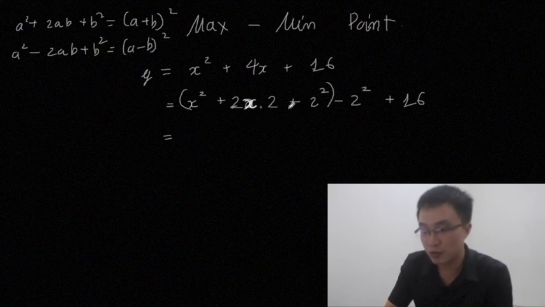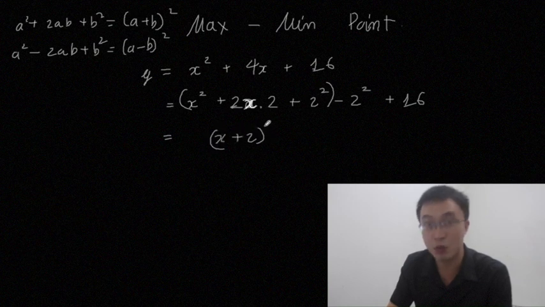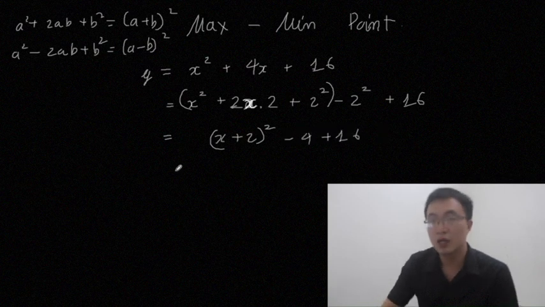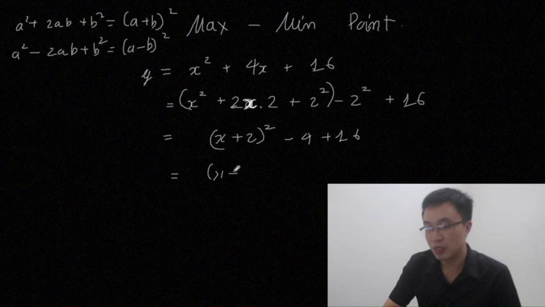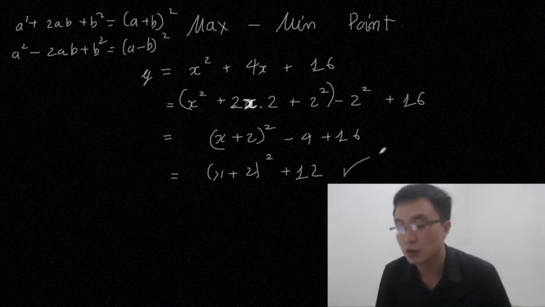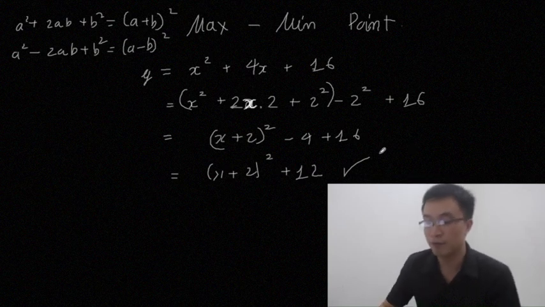The first three terms I can combine as the square of a sum, and it will be (x plus 2) squared. Outside the bracket you have minus 4 and plus 16, and you can simplify the outside to add up to 12 here. So y equals (x plus 2) squared plus 12.